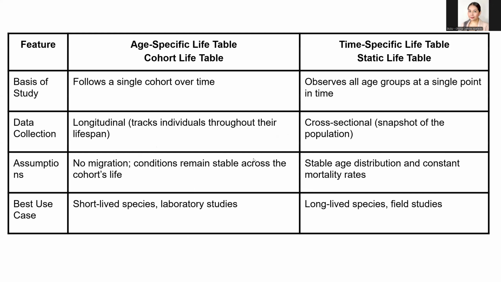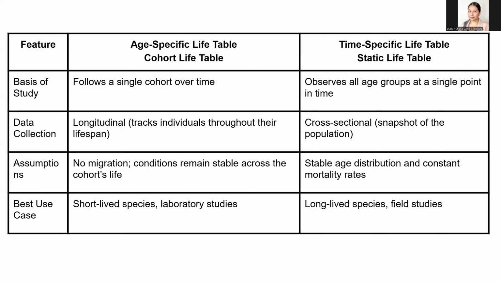So to make sure that everybody has a more defined way of differentiating age-specific life tables and time-specific life tables, I've created this table based on your textbook and also the lectures that was provided by Sir Liquanan. So again, age-specific and time-specific life tables are two different approaches used in population ecology to analyze the survival and reproduction of organisms. So when it comes to age-specific life tables, as Margarita has mentioned, these are also called cohort life tables. It tracks a single group of individuals who were born at the same time. So they're called a cohort, and you track them throughout their entire lifespan.